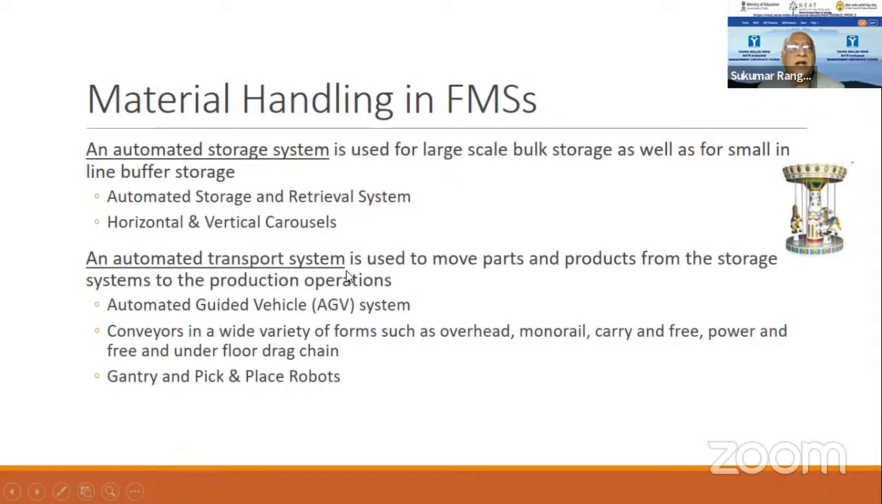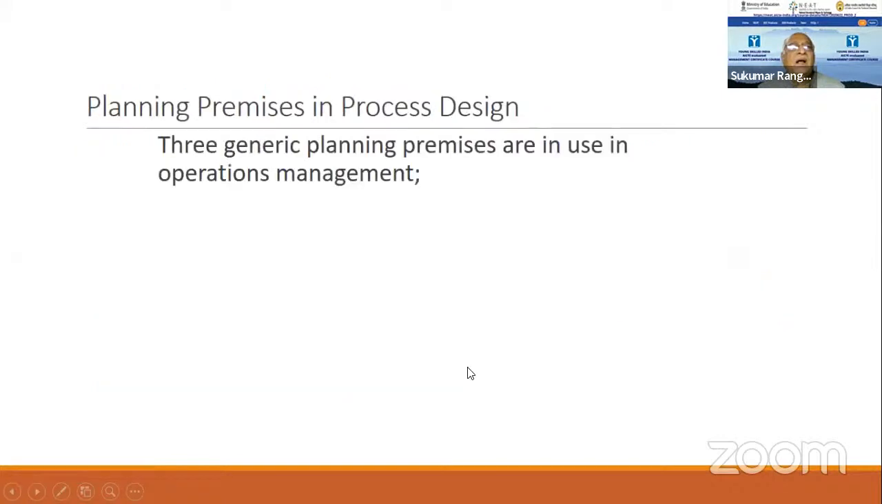So an automated transport system is used to move parts and products from the storage system to the production systems, using automated guided vehicle systems, conveyors in a variety of forms such as overhead and other types of conveyors, gantry and pick and place robots. Okay, so that is what a flexible manufacturing system is.